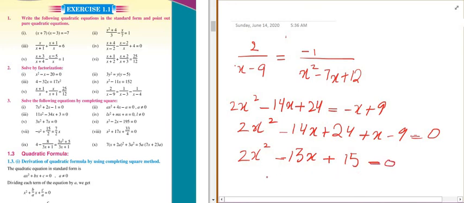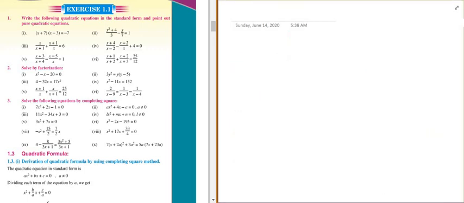Now what is AC? AC is 30. Now the factors for 30 are minus 10 and minus 3. Just put these factors into the equation in place of minus 13x. You will get the roots of this equation. This becomes 2x square minus 10x minus 3x plus 15 equals 0.